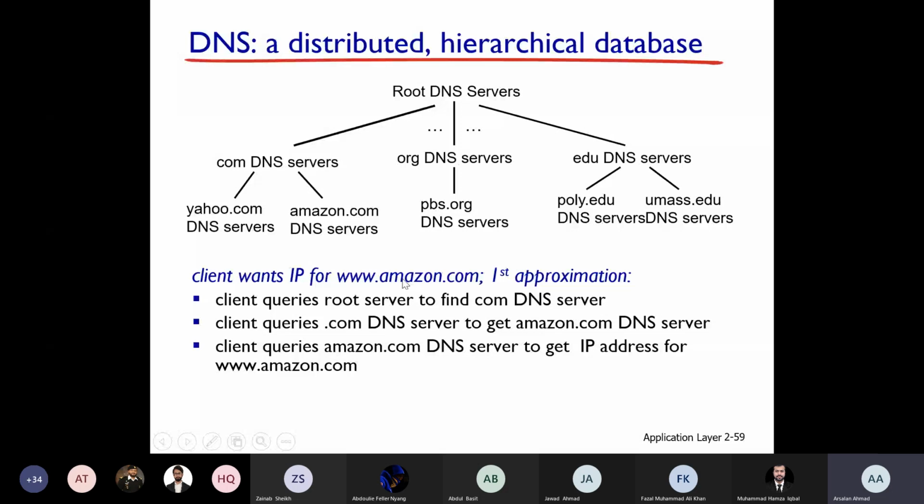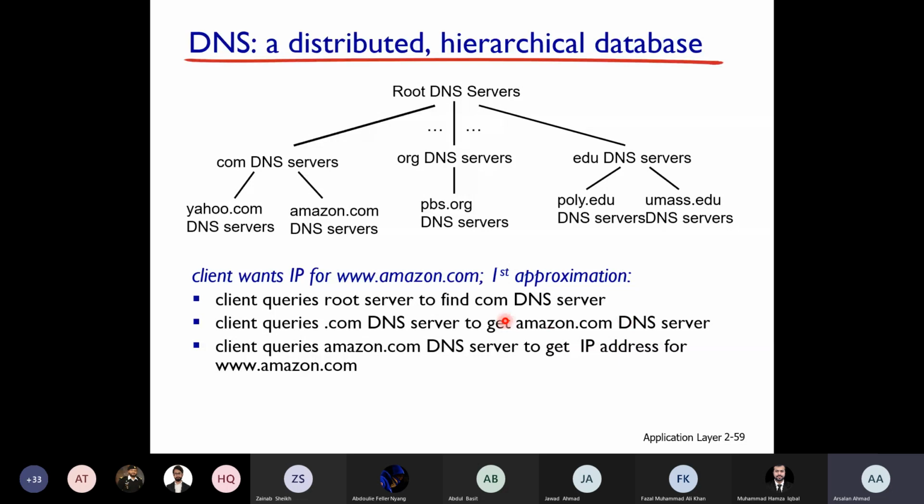The client wants the IP for www.amazon.com. It will request the root. The root will direct the query to .com, and the .com will direct the query to amazon.com, which is the authoritative name server responsible for the authoritative answers of everything that falls under amazon.com. Okay. So we have discussed this.